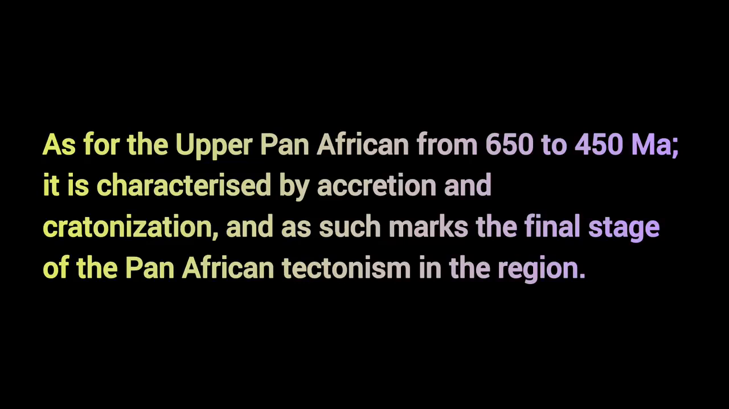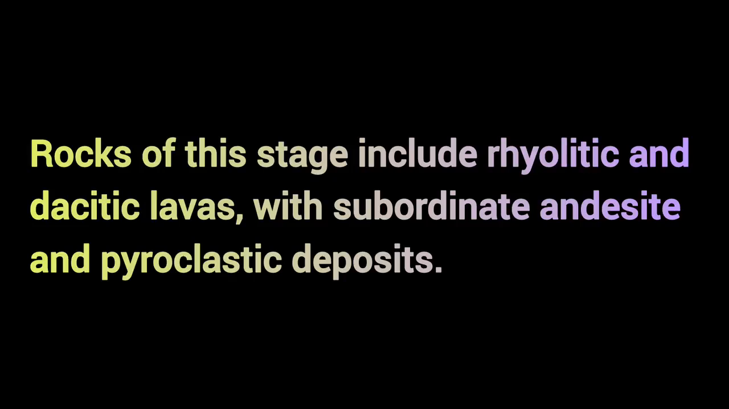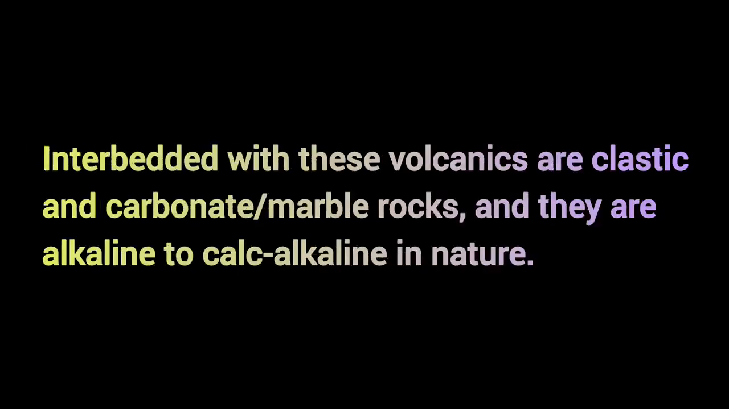As for the Upper Pan-African, from 650 to 450 million years, it's characterized by accretion and cratonization, and as such marks the final stage of the Pan-African tectonism in the region. Rocks of this stage include rhyolitic and dacitic lavas with subordinate andesite and pyroclastic deposits. Interbedded with these volcanics are clastic and carbonate or marble rocks, and they are alkaline to calc-alkaline in nature.